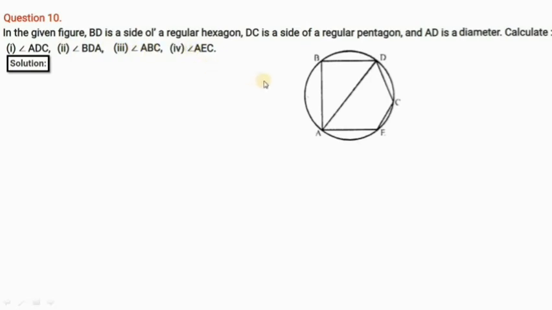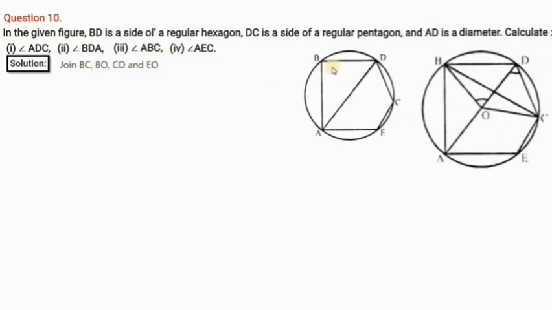So before we begin, let us do some construction, that is, we'll join these. After joining we'll get the same figure turning into this one. Now from this we'll calculate ADC and other angles as well. Let us make use of this particular case here.